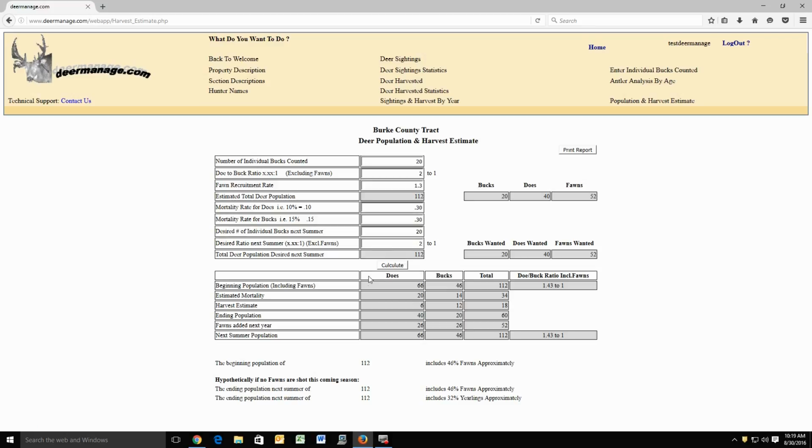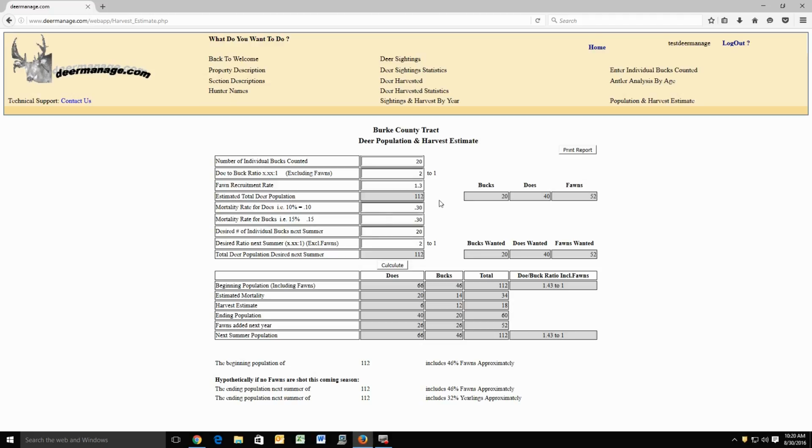The difference here being our estimated mortality now went up to 34 deer. We're only going to harvest 18, but we're still dealing with 52 deer that basically are going to be taken out, 18 of them by us for hunting. So again, with the higher recruitment, you have to watch out what you ask for. We still end up with a lot of deer, but this certainly would not be as bad as the other scenario.